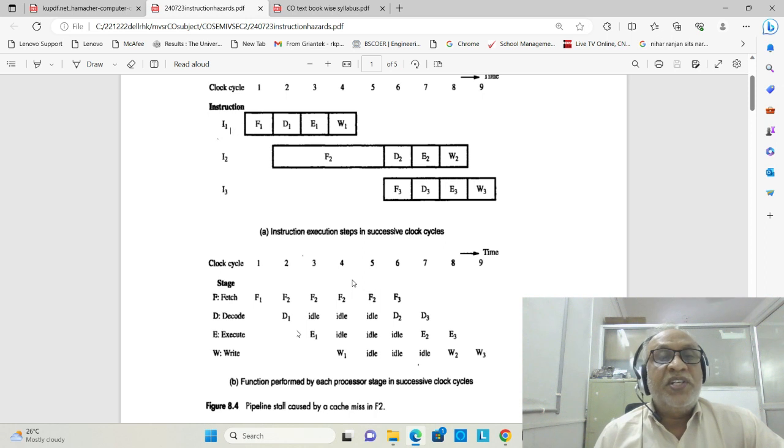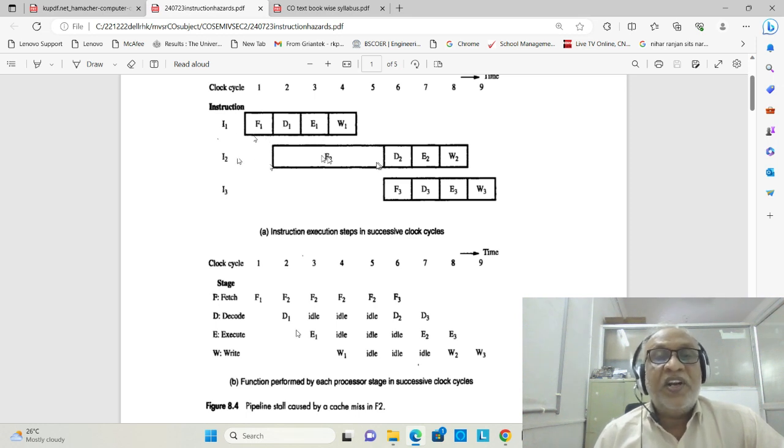As you can see here, we have instruction 1, instruction 2 and instruction 3, and every instruction has four stages: fetch the instruction, decode the instruction, execute the instruction and write the result. At instruction 2, fetch 2 is stalled. Fetch 2 is delayed; as you can see, it is taking more clock cycles. It is stalled or delayed because of a cache miss at fetch 2.